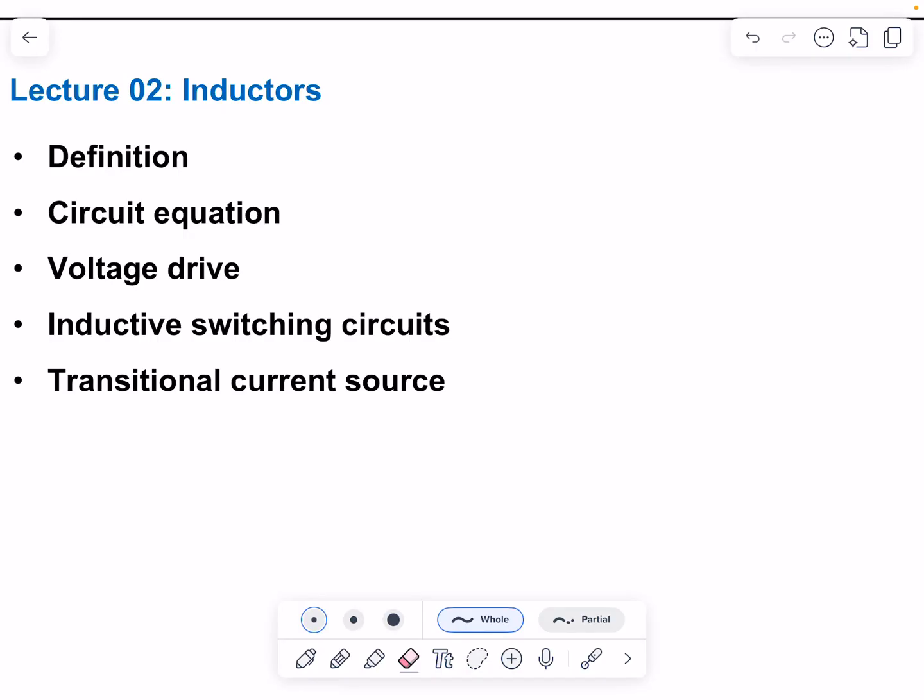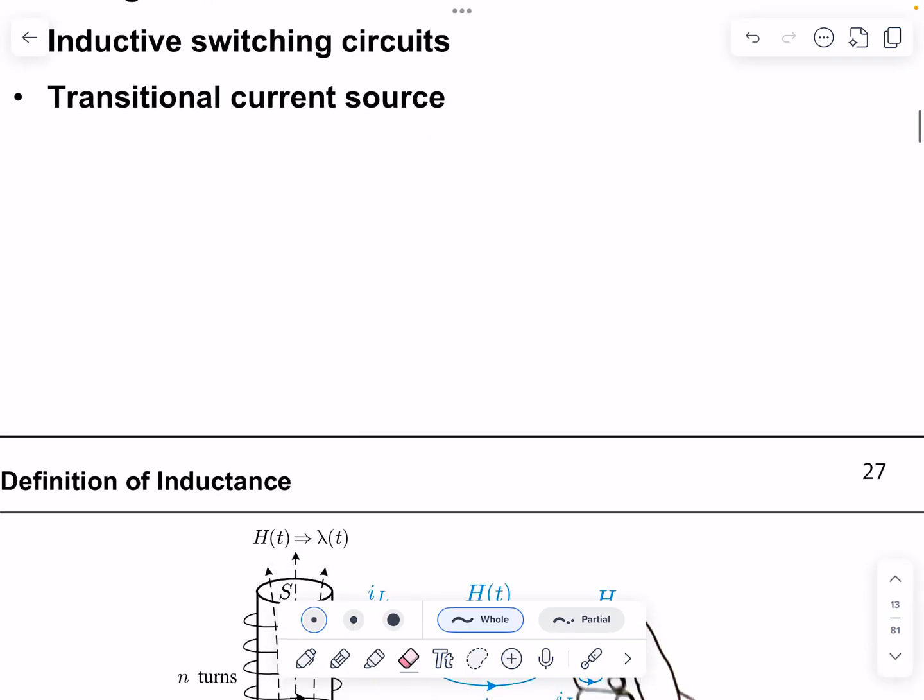inductor driven by periodic pulse voltage waveforms, and I'll explain the concept of voltage drive, which is closely related with the circuit behavior of the inductor in the switching circuit. To further illuminate the role of the inductor, we'll go through some inductive switching circuits, and finally I provide one conceptual operational scenario to illustrate the inductor as a transitional current source in switching circuits. The next slide starts with the definition of inductance.